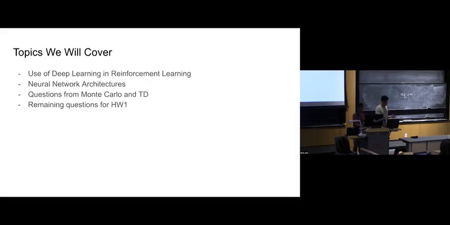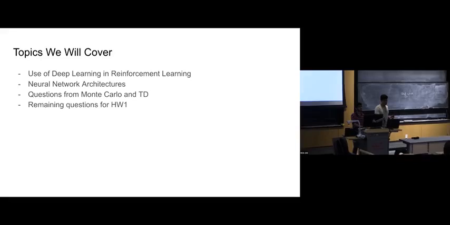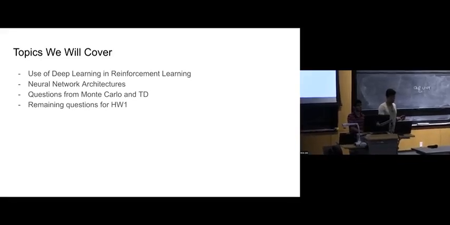Today, the topics we'll be covering are the use of deep learning in reinforcement learning and neural network architectures. Then we'll have some time for questions about the material we've recently covered, which is Monte Carlo learning and temporal difference learning. And if there are any remaining questions for homework 1, we'll have time to go over those as well.